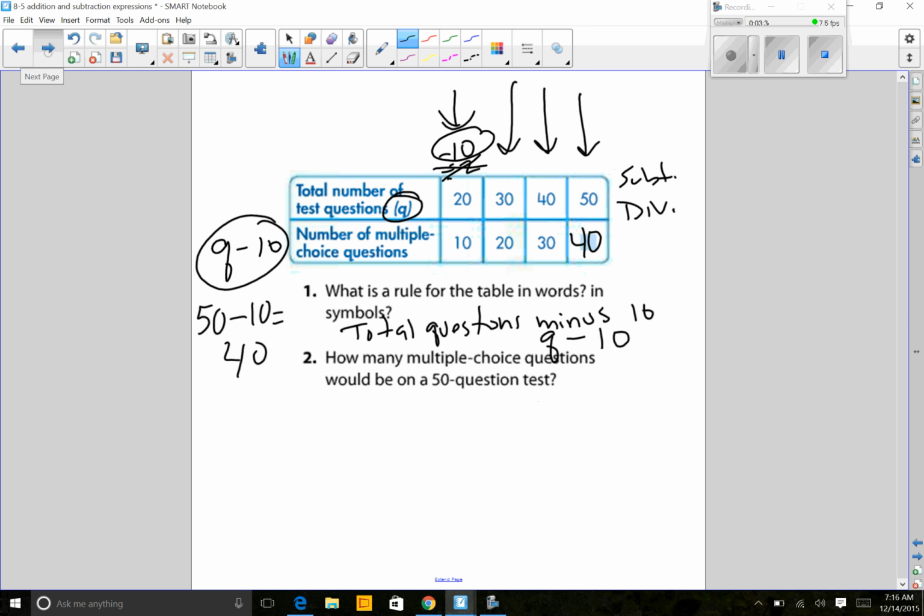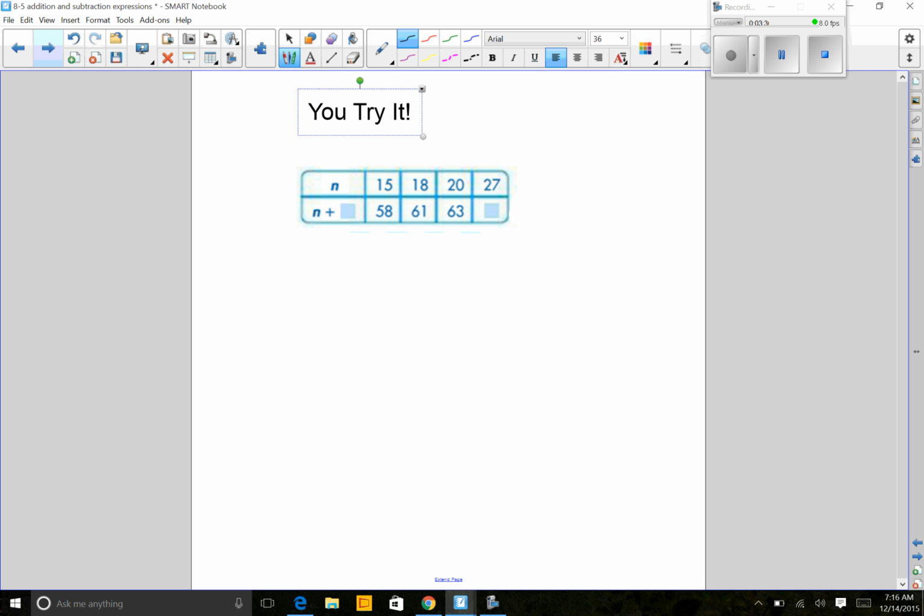Okay. Why don't you try this one? Oh, they've even told you this one's an addition one, so they've given it away. That makes it a lot easier. So 15 plus what is 58? It'd be 43, right? And we're going to test that again. 18 plus 43 is 61. 20 plus 43 is 63. So sure enough, the rule for this would be n plus 43.